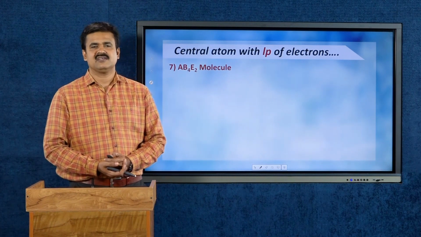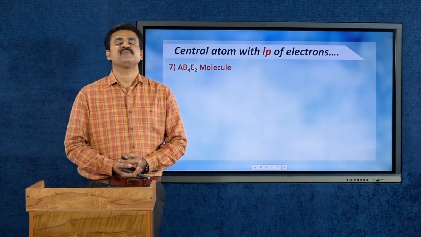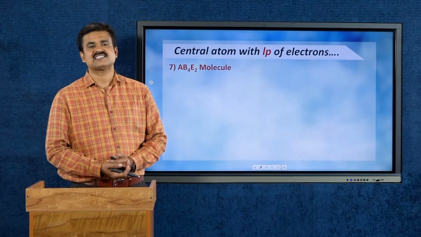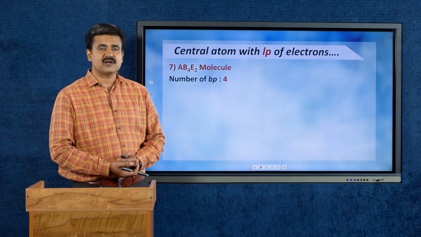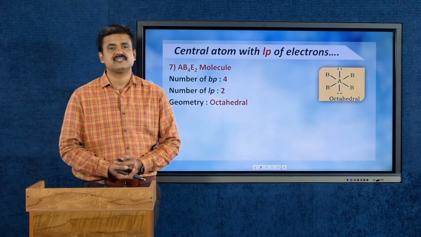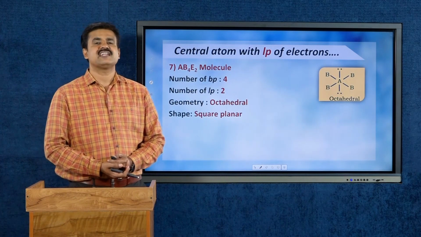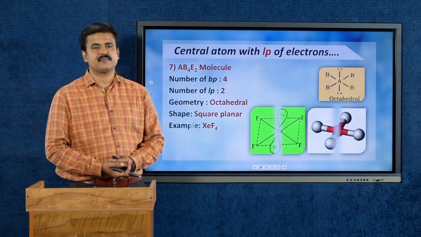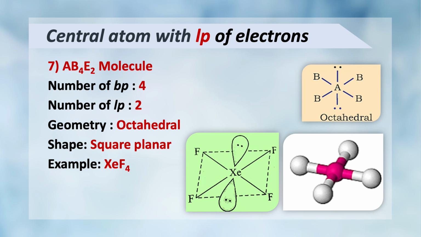Here there is the presence of 6 electron pairs around the central atom A, out of which 4 are bond pairs, 2 are lone pairs, and the preferred geometry is octahedral with 2 lone pairs. And if you are neglecting the lone pairs, you will get a square planar arrangement. The typical example for such a molecule is XeF4 or xenon tetrafluoride. If you neglect the lone pairs shown in this picture, you will get a square planar shape for the XeF4 molecule.